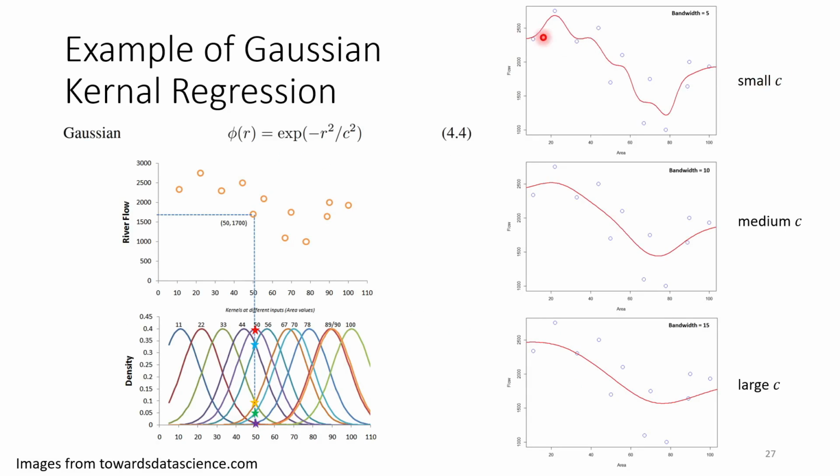For a small c, the regressed curve will look like this one. And if we enlarge the constant c, then it will become this curve. And if we still enlarge it, then this will be another curve. So c is the constant we can adjust.